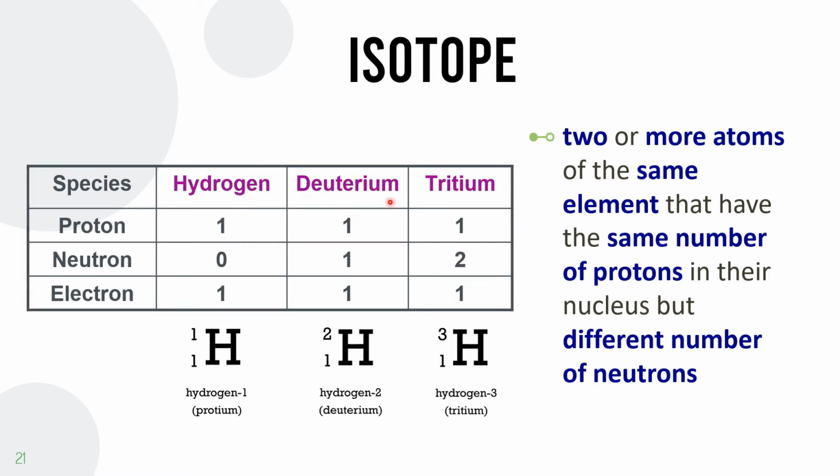For hydrogen, deuterium, and tritium, the number of protons is exactly the same, but the number of neutrons is different. For hydrogen it is 0, deuterium is 1, tritium is 2. So to get the mass number, 1 plus 0 is 1, 1 plus 1 is 2, and 1 plus 2 is 3. Since this is a neutral atom, you should expect the number of electrons to equal the number of protons.